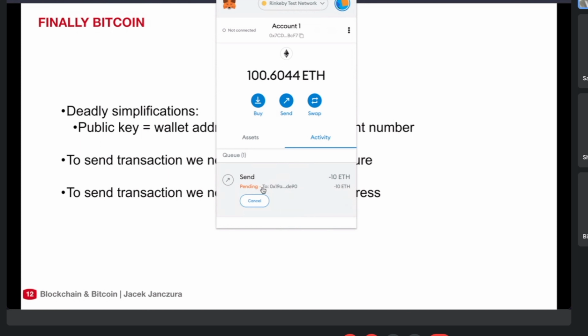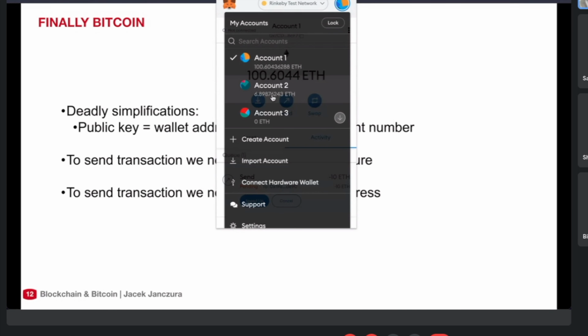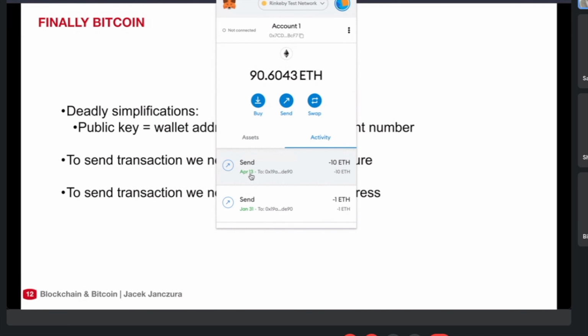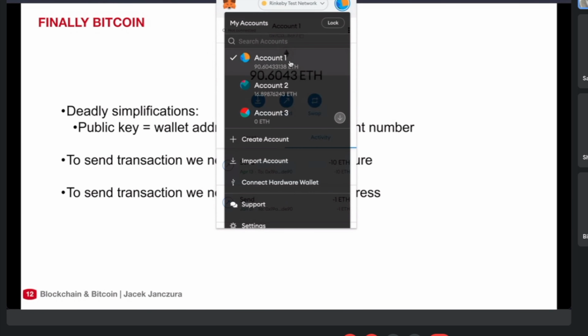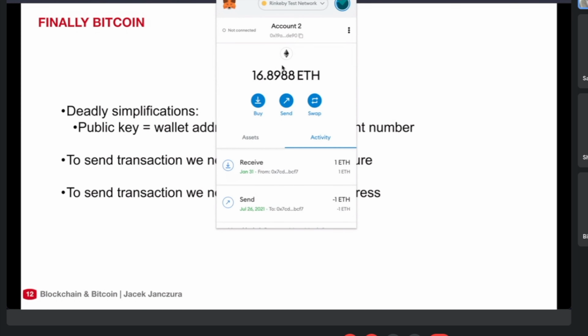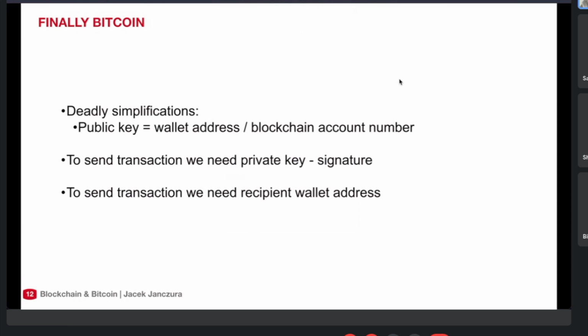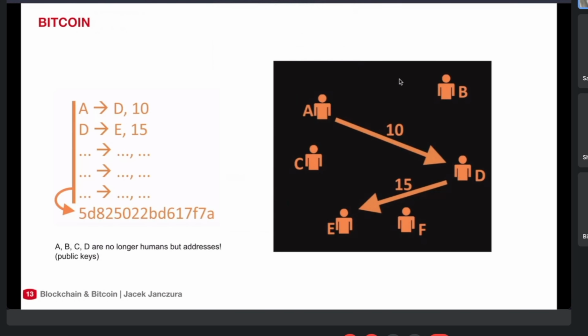Now the transaction is signed and sent to the blockchain, then the peers check if I had 10 Ethers. If I had 10 Ethers, they will add it to the blockchain, and on account 2, I will no longer have 6 Ethers, I will have 16. It takes some time. Transaction was sent. I now have 90, and in the new account, I got 16. And this is where we use signatures.